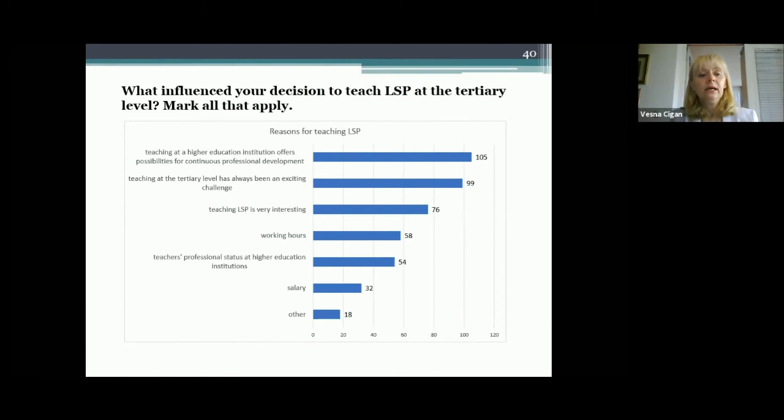The next question examines the reasons behind the decision to teach LSP. The respondents were asked to choose all the answers that apply. Among offered items, as you can see, teaching at a higher education institution offers possibilities for continuous professional development was the most frequently chosen one. More than half of the respondents perceived teaching at the tertiary level as an exciting challenge. Slightly fewer than half of the respondents regarded teaching LSP as very interesting. As you can see from the diagram, working hours, teachers' status and salary are ranked next among the offered at the lower level of the scale.